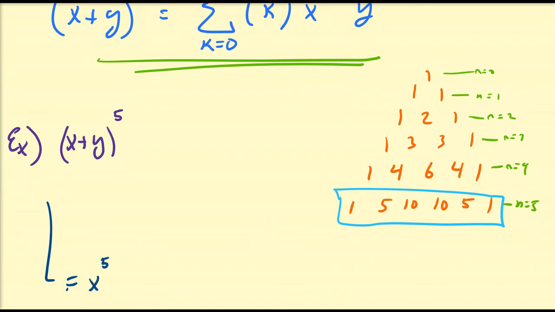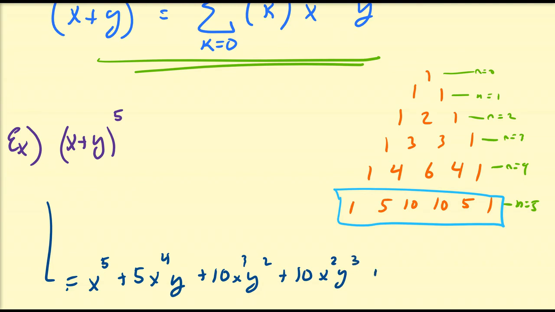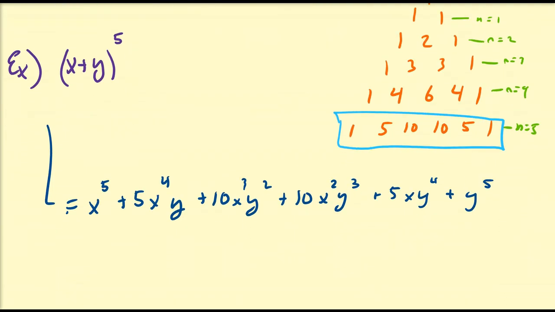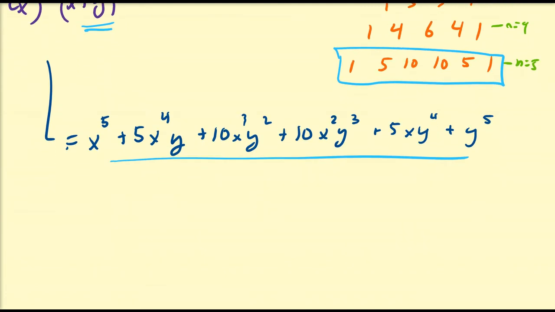So that's going to be 5. Then we're going to have 5 times x, decrease x by 1, so 4, increase y by 1. Then 10x cubed y squared plus 10x squared y cubed plus 5xy to the fourth plus y to the fifth. So this is the expansion of (x plus y) to the fifth. Fairly easy, fairly quick, right? That's why the binomial theorem. And this definitely has a lot of applications in higher mathematics.